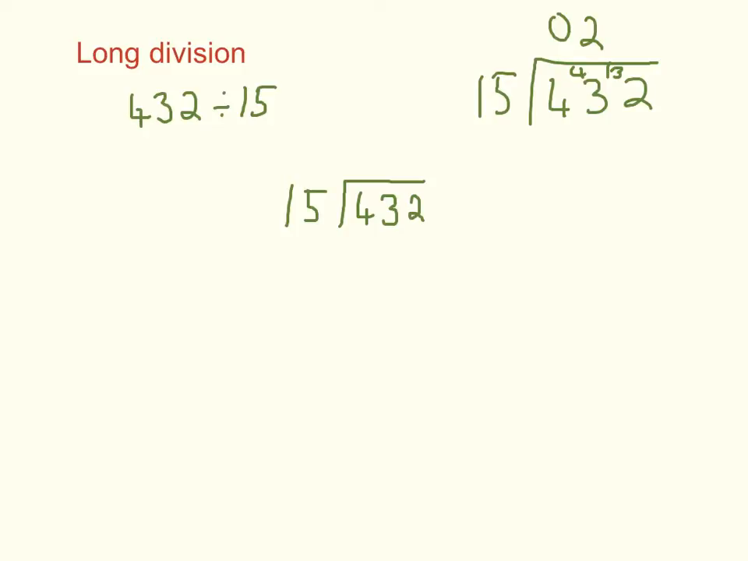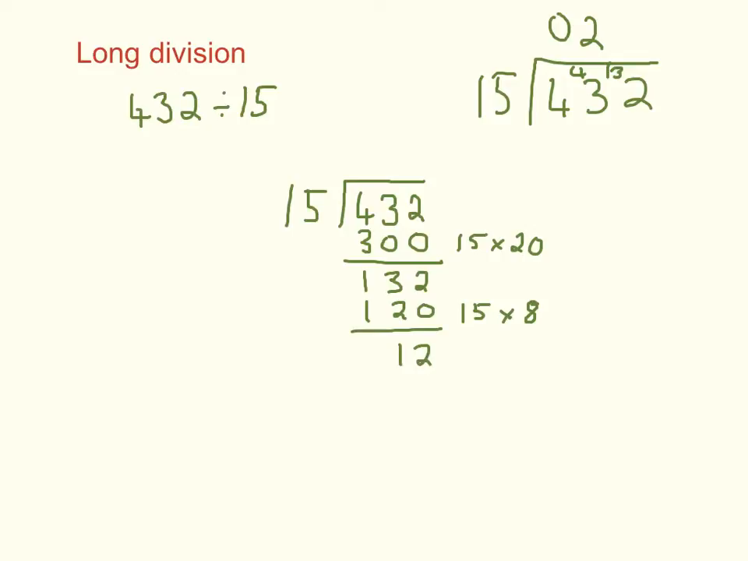The long division method, though, really emphasises, we're looking for how many 15's are there in 432. Here's how it's laid out. First of all, I can take off 20 15's. I'm looking for the multiple of 10 first. That leaves me with 132. How many 15's in 132? Well, there's 8, leaving a remainder of 12.